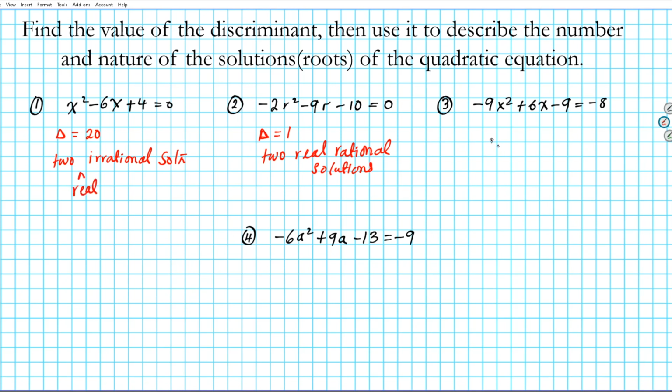For number 3, our discriminant is equal to 0. So in this case, you have 1 real rational solution. And then for number 4, the discriminant is negative 15, which is a negative number. So in this case, you have 2 distinct imaginary solutions or roots.